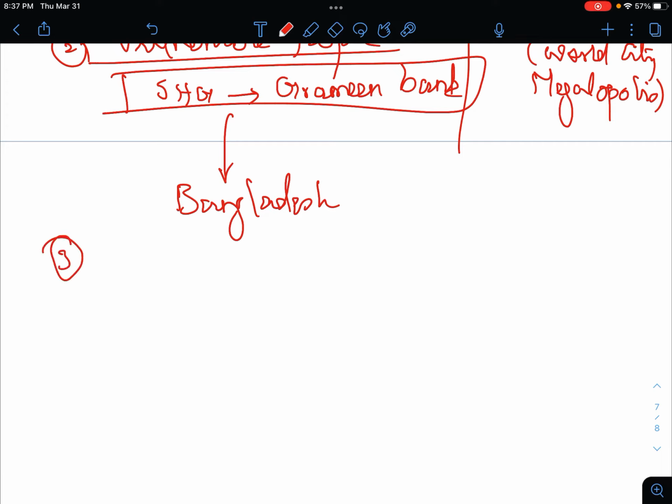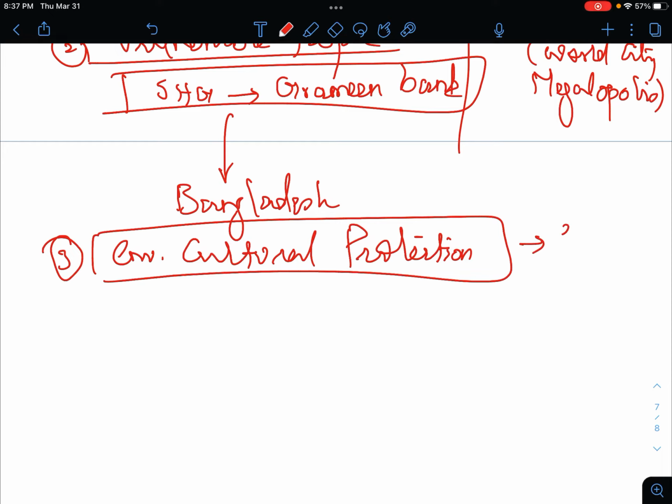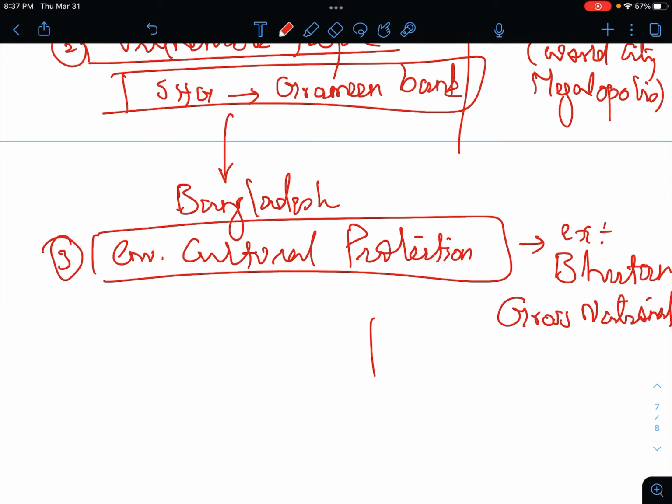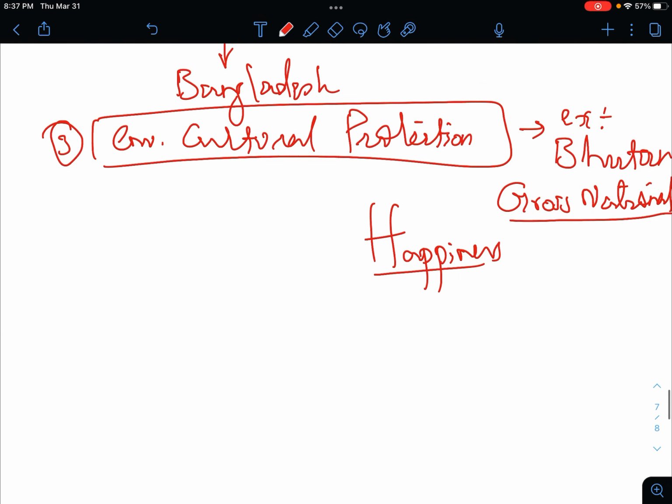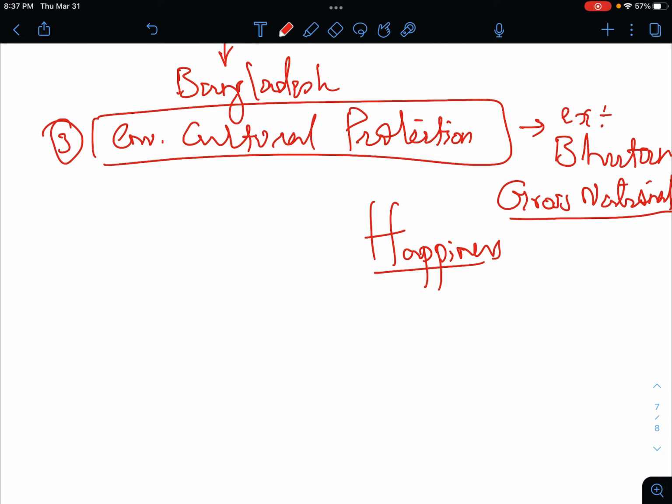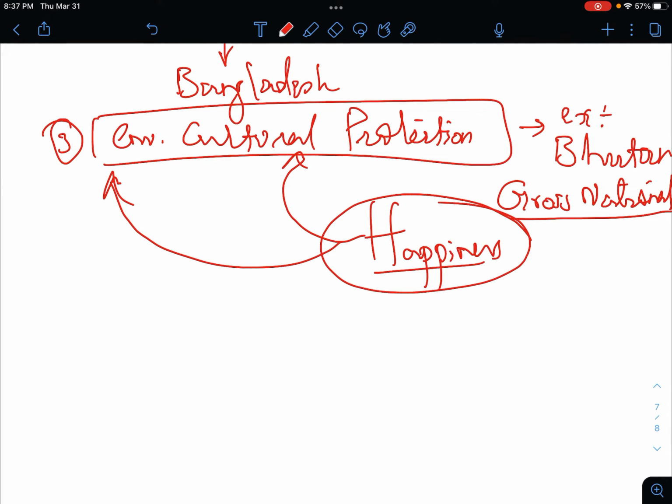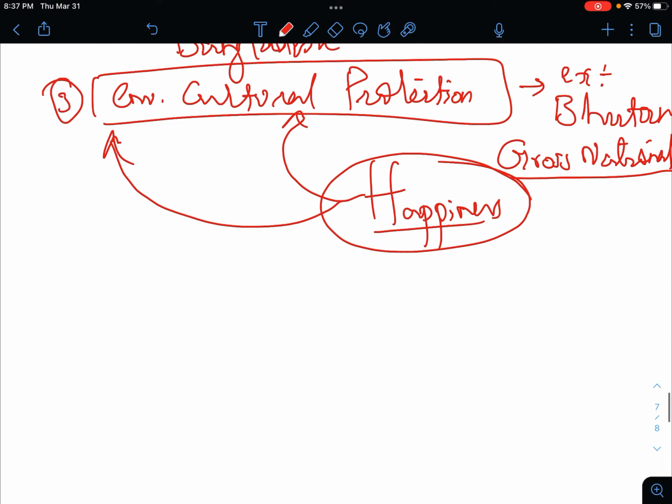The next thing is they have good environmental as well as cultural protection. Example, Bhutan. Bhutan has devised gross national happiness, and that has been measured using environmental protection, cultural protection. They give more importance or emphasis to happiness. So that's your third point.